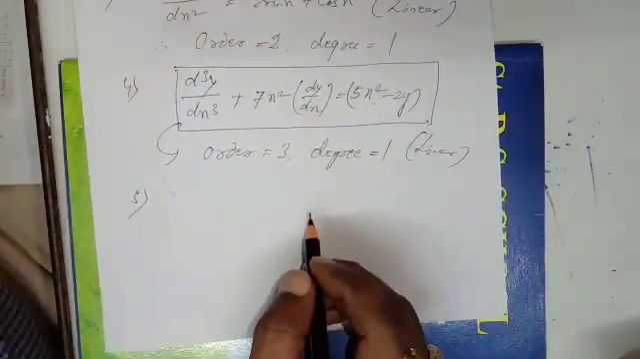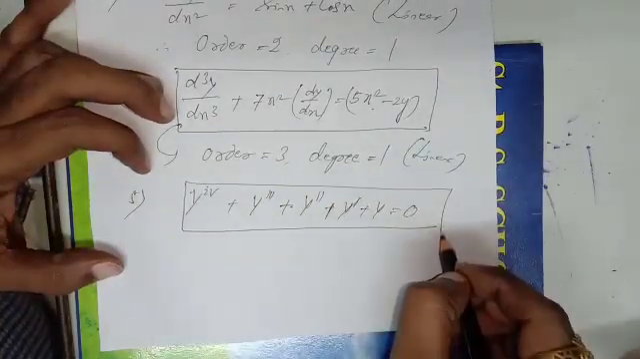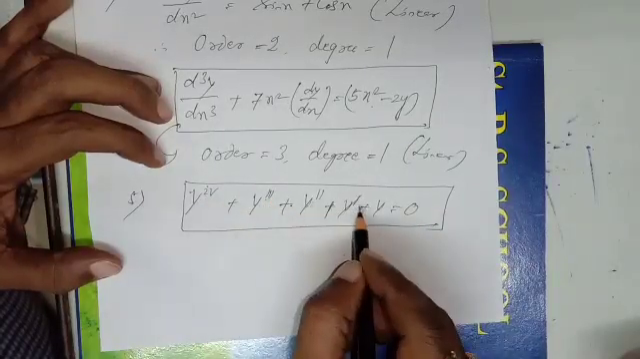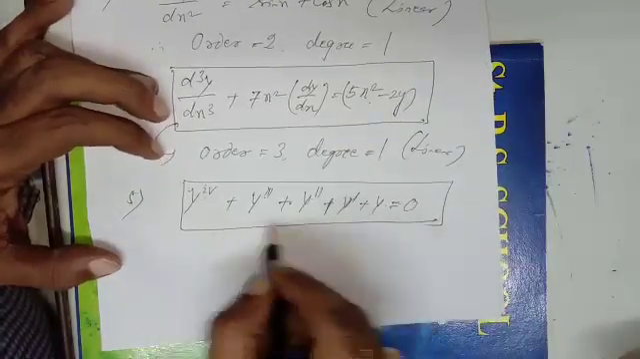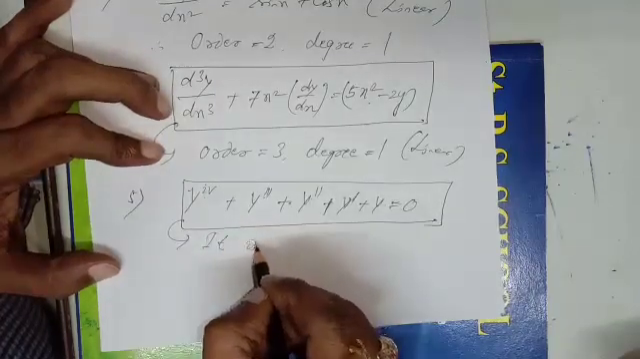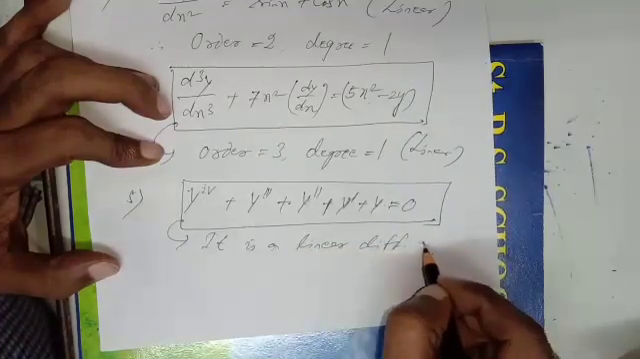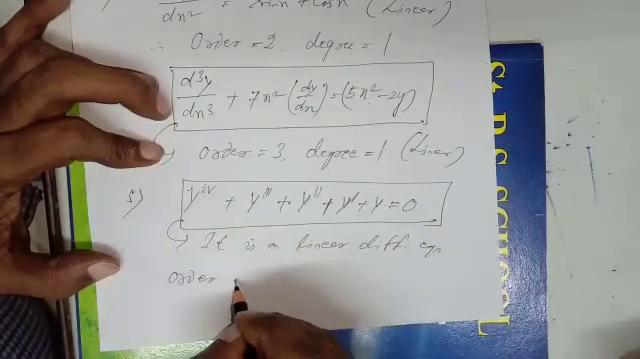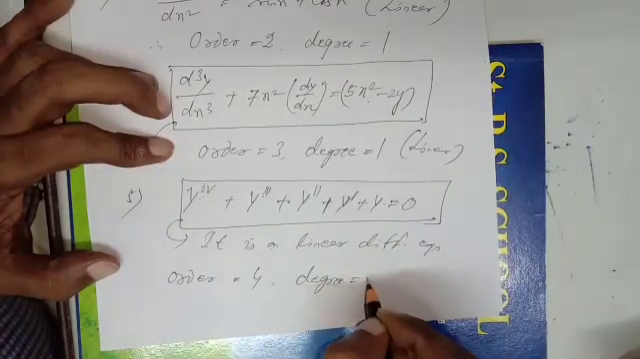Okay, let us consider one more question, and this is the last question for today, to find the order and degree. This is the fourth order derivative, then third order, second order, first order, y dash, and y equal to 0. Now tell me, it is a linear differential equation, no doubt. So what is the order? The highest order is 4, the fourth order derivative, and the degree is 1.